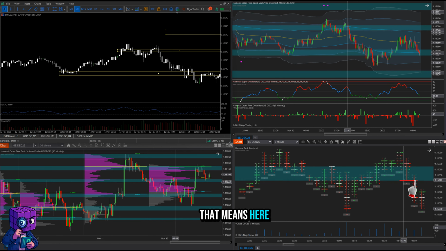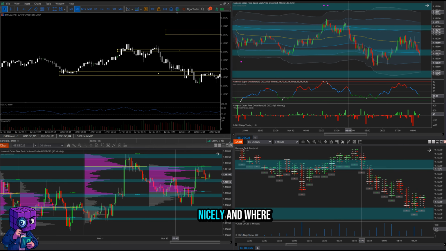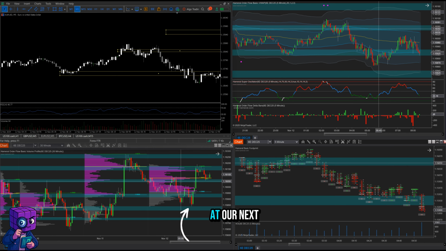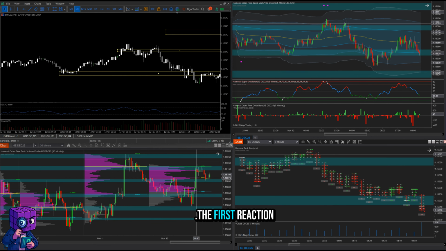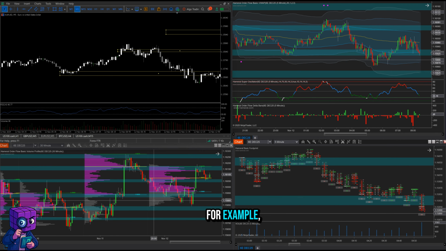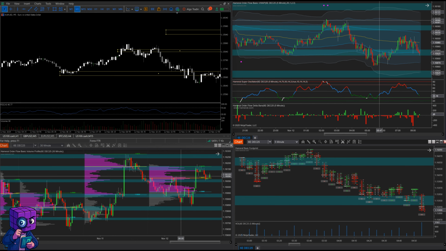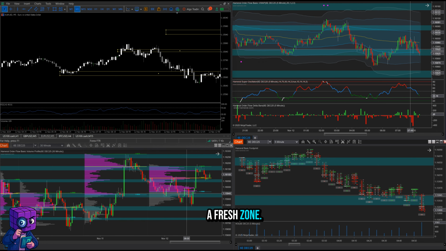That means here. The price reacts nicely, and where does it stop? At our next area, which is the POC, and again, it reacts. Tip: the first reaction to an area is usually the best. For example, we had a nice reaction on this VAL. That means that on the second visit, the chances of the same strong reaction are lower. So wait for a fresh zone.